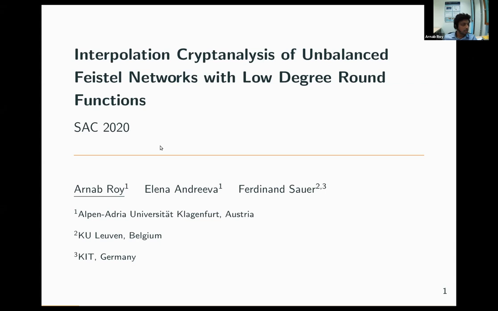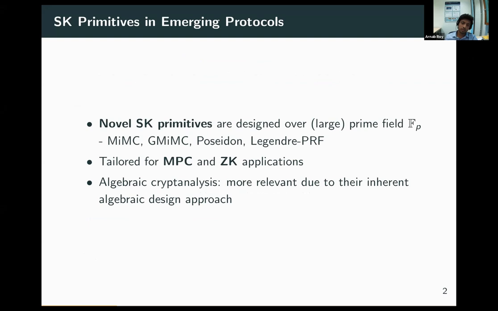So I'm going to talk very briefly about our work on interpolation cryptanalysis of unbalanced Feistel networks with low degree round functions. This is targeting a block cipher and hash function called GMiMC. This block cipher is a member of a particular class of designs, which are novel in many ways and targeted for multi-party computation and zero knowledge applications. Algebraic analysis is very much relevant due to the inherent algebraic design approach in all these ciphers.